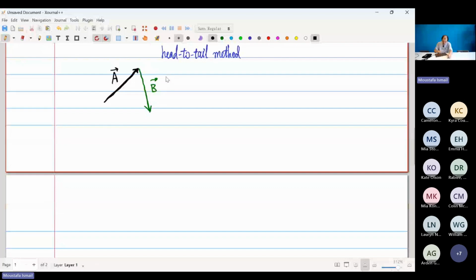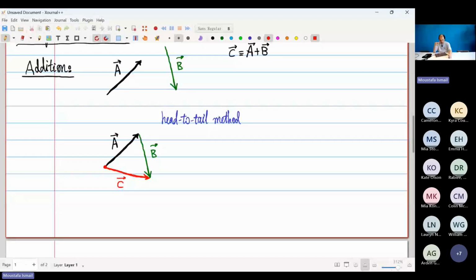So you can think of it as you walked a little bit until you went to the tip of A, and then you walked back until you went to the head of B. So effectively what you did is moving along vector C from the anchor to the head. So this is the head to tail method. There is another method.